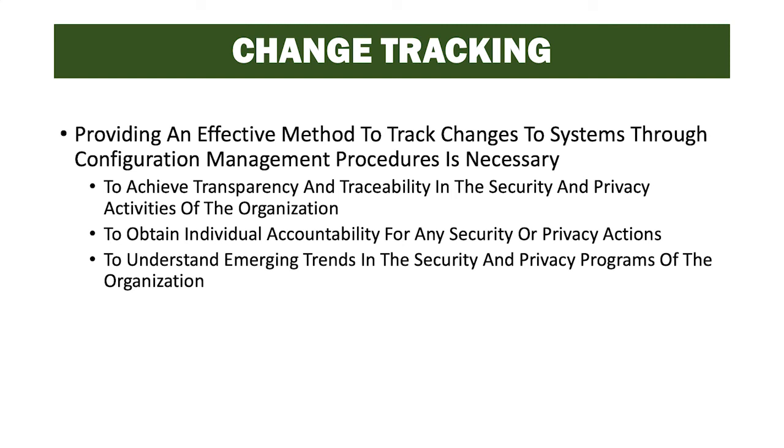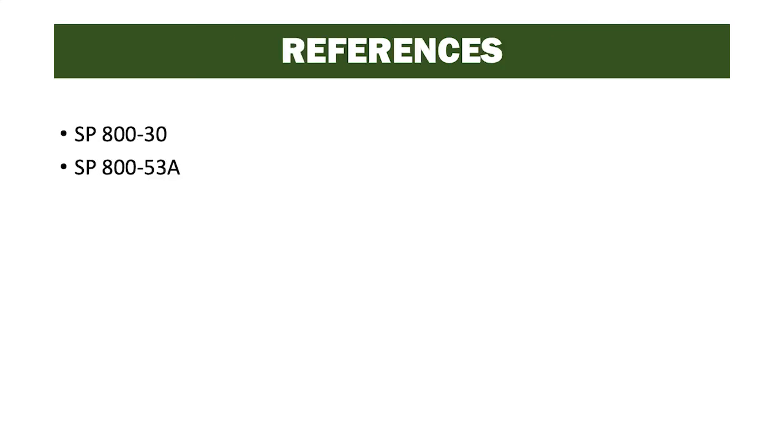Providing an effective method to track changes to systems through configuration management procedures is necessary to achieve transparency and traceability in the security and privacy activities of the organization, to obtain individual accountability for any security or privacy actions, and to understand emerging trends in the security and privacy programs of the organization. So we want to make sure we track changes, we have strict control of the documents, and we don't, again, delete things from the documents. It provides traceability from when the system was initially authorized to its current state. References for this task include Special Publication 800-30 and Special Publication 800-53A.